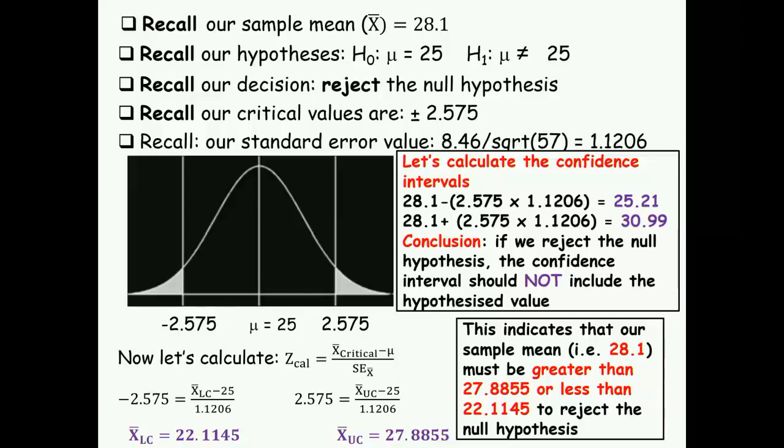25 is not included. Close, but not included. The same thing, 2.71 is close to 0.5. So this is also another way of doing that. So we did a critical value approach, a p-value approach. You could use this x bar upper critical, x bar lower critical. You could use confidence interval.